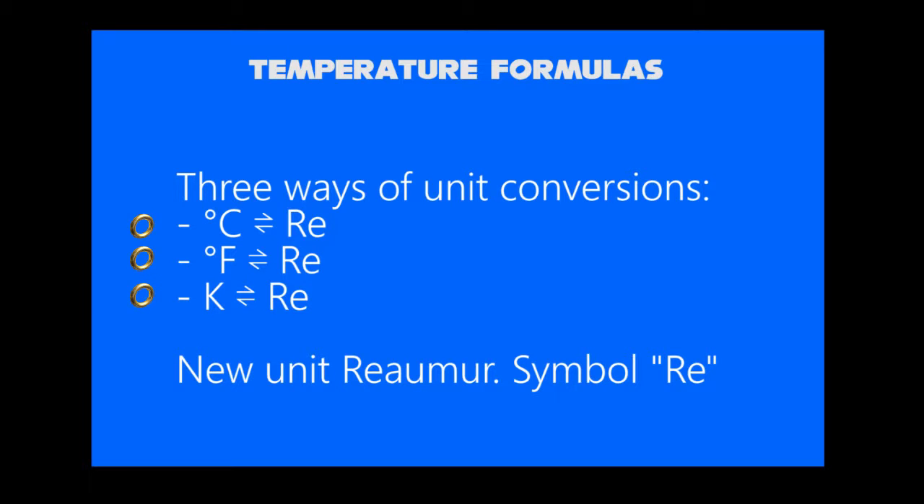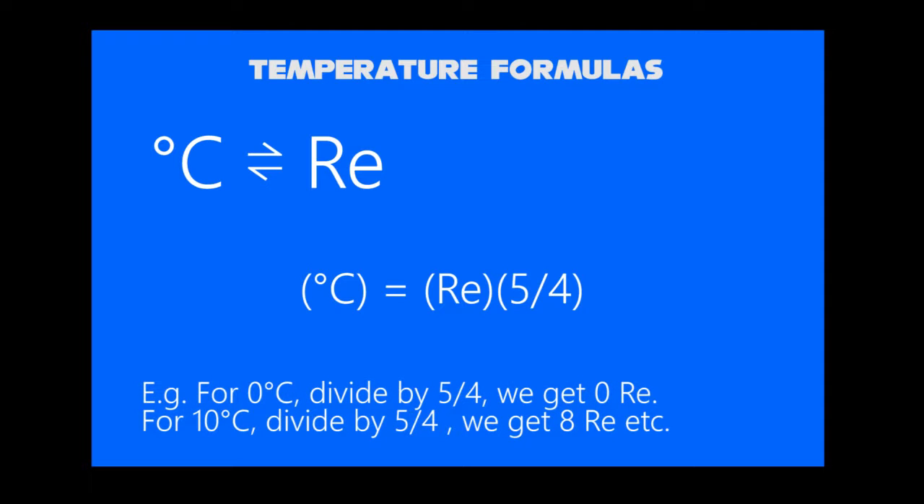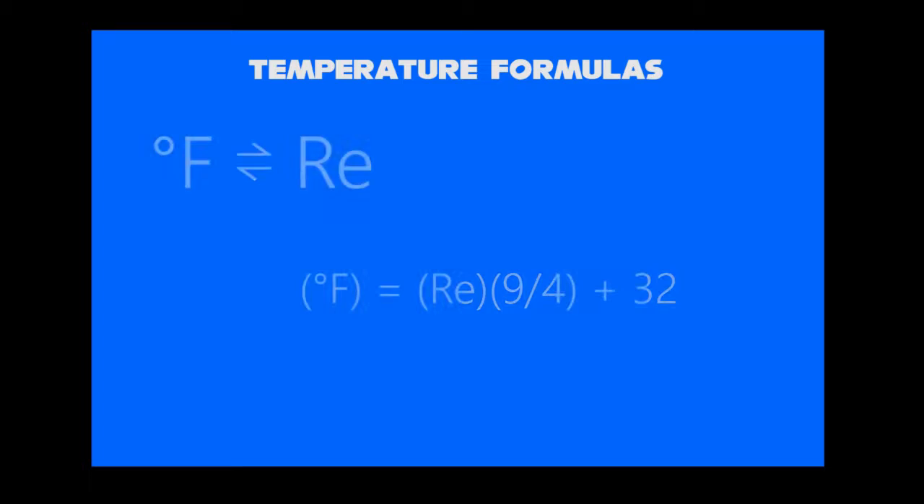Note that the symbol of Reaumur is Re. We begin with Celsius to Reaumur. The formula is, Celsius value is equal to Reaumur value times 5 by 4. For example, at 0 degrees Celsius, we get the Reaumur value is 0, when you divide by 1.25. Similarly, at 10 degrees Celsius, divide by 1.25, to get 8 Reaumur, that is the ratio of 8, by the way. Next, by converting from Fahrenheit to Reaumur.